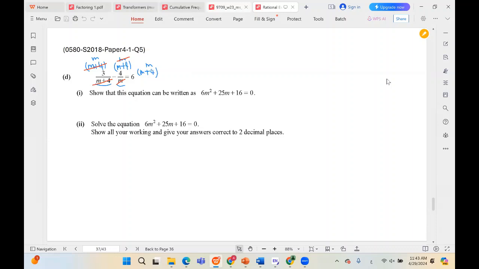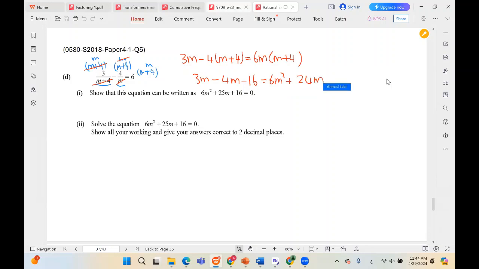So this is 3m minus 4 times m plus 4 equals 6m times m plus 4. We can start expanding. So we have 3m minus 4m minus 16 equals 6m squared plus 24m.